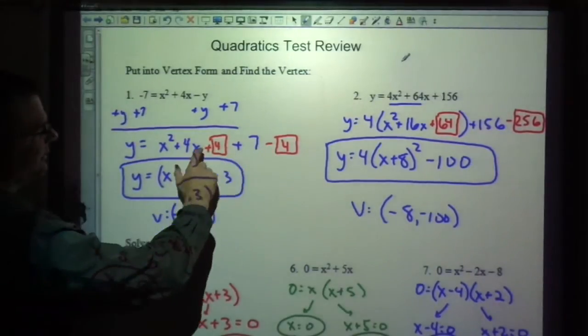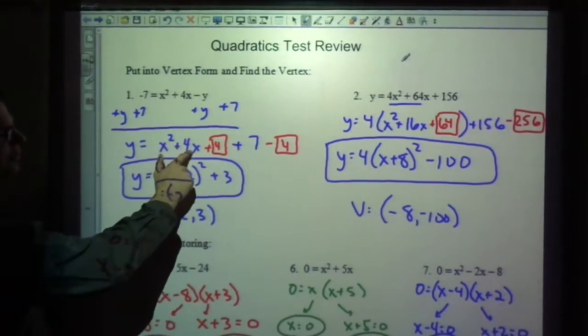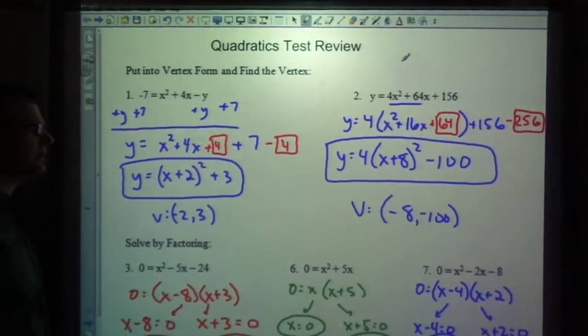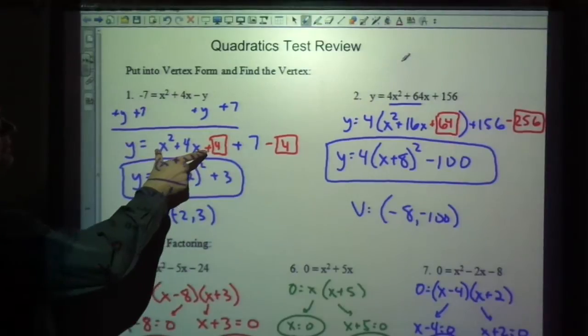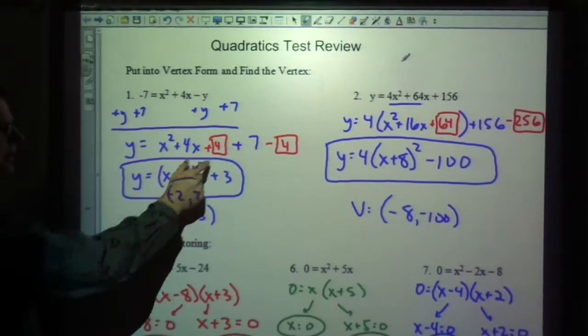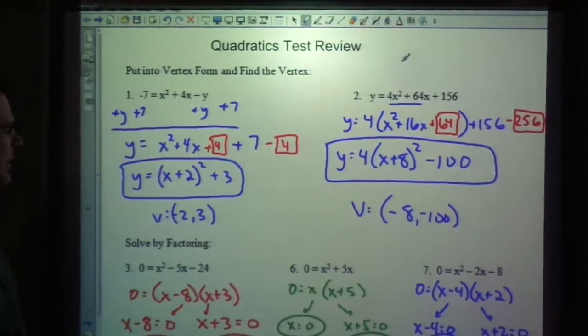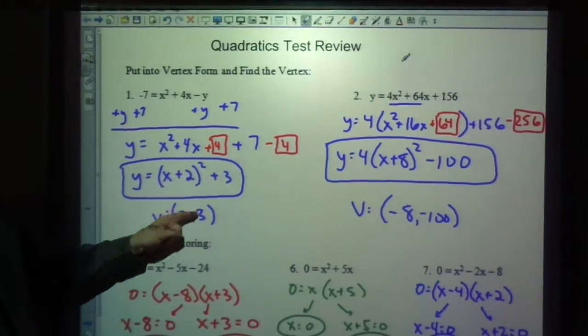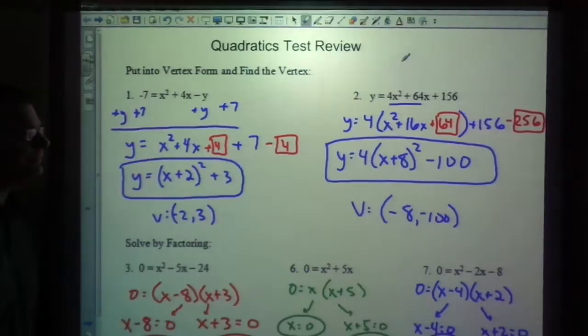I add the boxes, I figure out what's half of this term squared, that's 4. Balance it because it's not being multiplied by anything else. And then this is factored into x plus 2, x plus 2. 7 minus 4 is 3. So my vertex is negative 2, opposite of this sign, same as this sign: negative 2, 3.